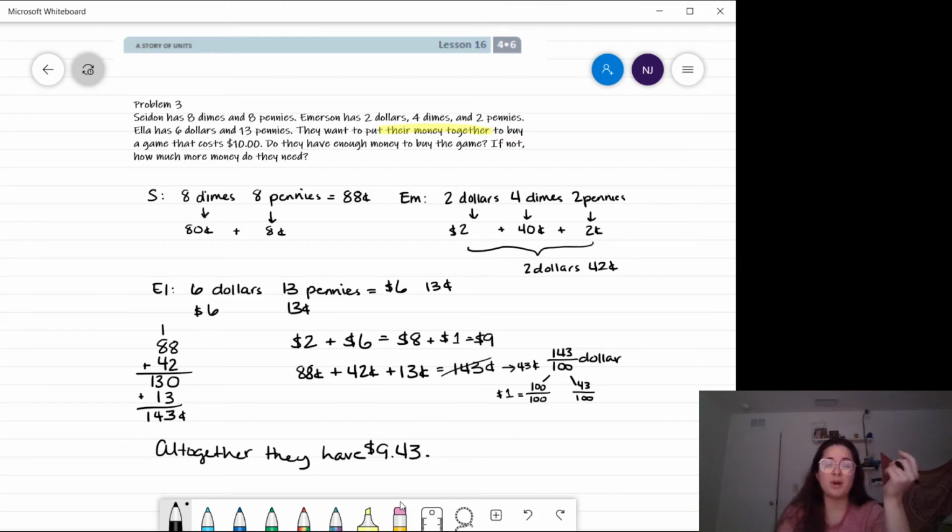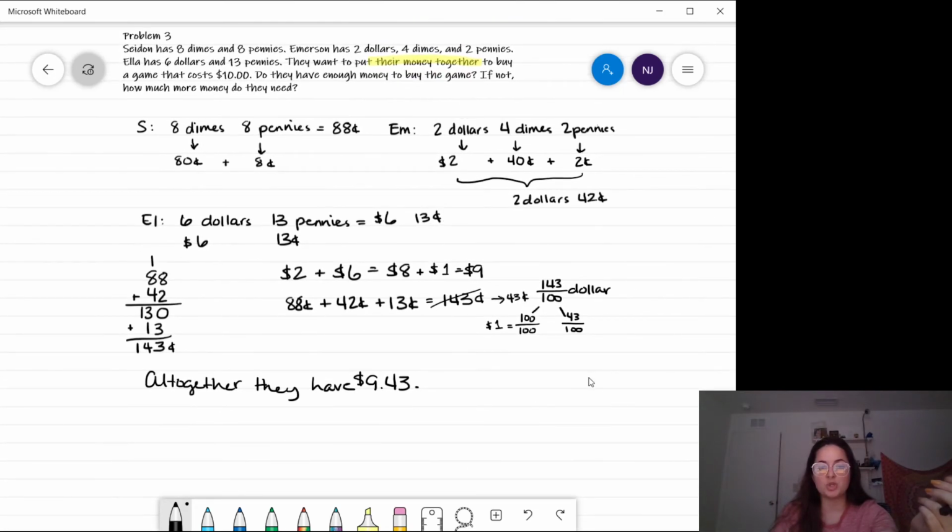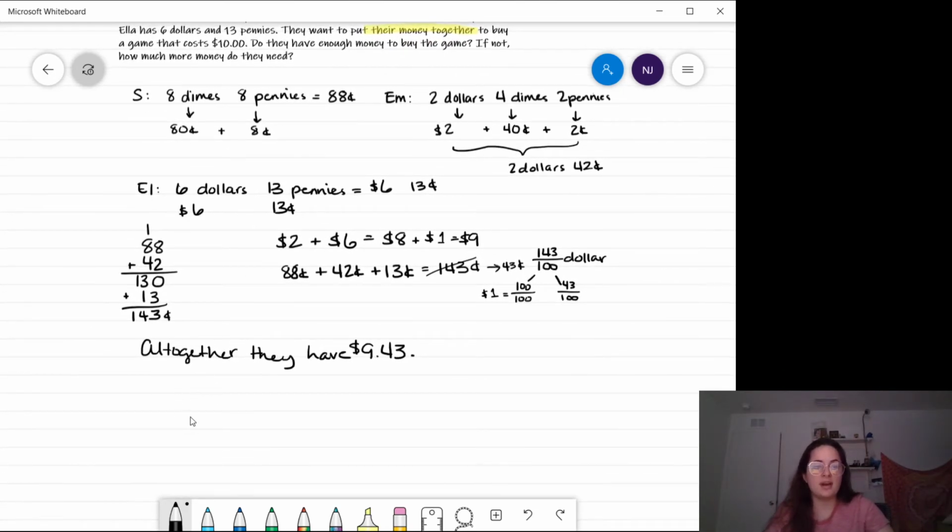So this is kind of like problem number 2, where you have a certain amount of money, you need some more money to be able to pay for something, and we need to figure out how much more they need. So that's going to be subtracting. So I've got $10 minus $9.43.